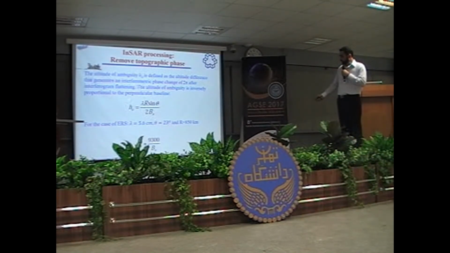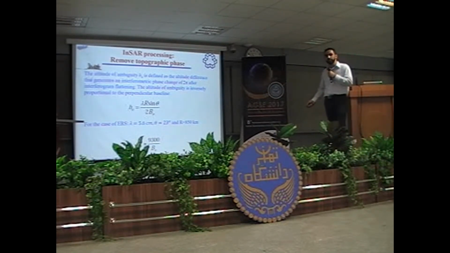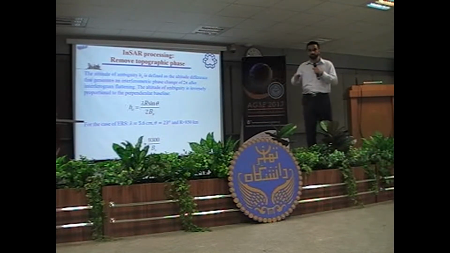This is the equation that we can obtain the height of ambiguity. And if you see, there are wavelengths, we have the distance from antenna to the ground, we have the incidence angle, we have the baseline. For example, in case of ERS, the European satellite, the wavelength is 5 centimeter, the incidence angle is 23 degrees, R is 850 kilometer. If you just plug this information into this equation, you will come up with this one. Around 10,000 over B, with the unit of meter.